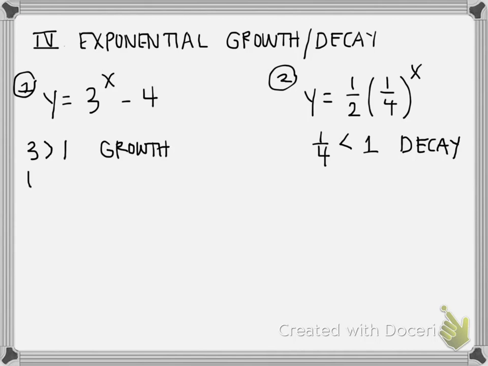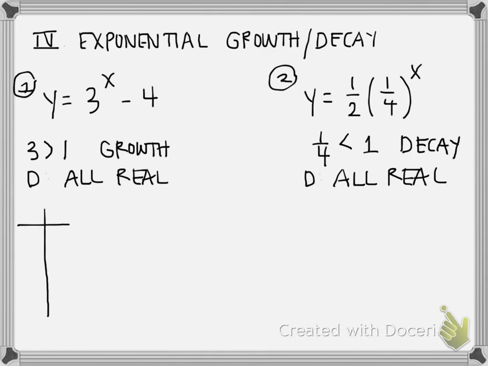Domains for both. Okay, remember it's going to be all real numbers. So that means when I graph, you can plug in all values for your x. Any value you want to for x. We always try to do -2, -1, 0, 1, and 2. Okay, for both of these.